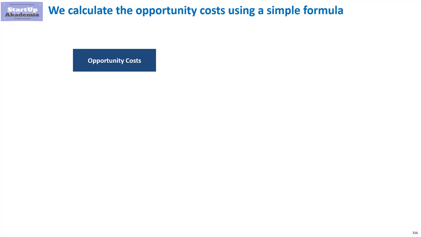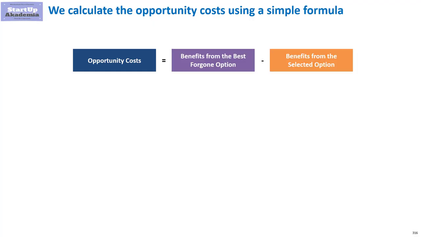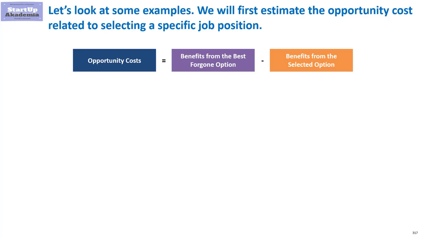The opportunity cost will be the difference between the benefits from the best foregone option and the benefits from the selected option. In other words, we compare the benefits of two options. Bear in mind that you should take into account all direct and indirect benefits. To show you what we mean by this, let's look at 3 examples. In the first one, we will try to estimate the opportunity cost of choosing a specific job position.